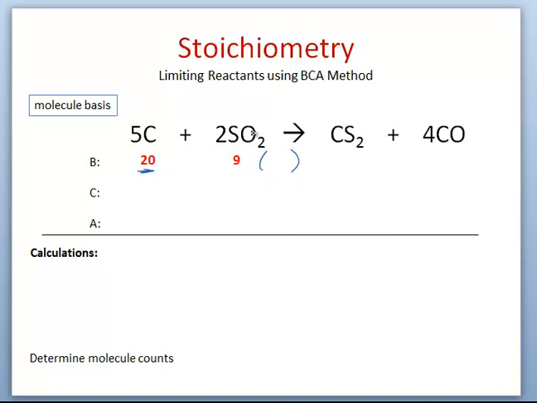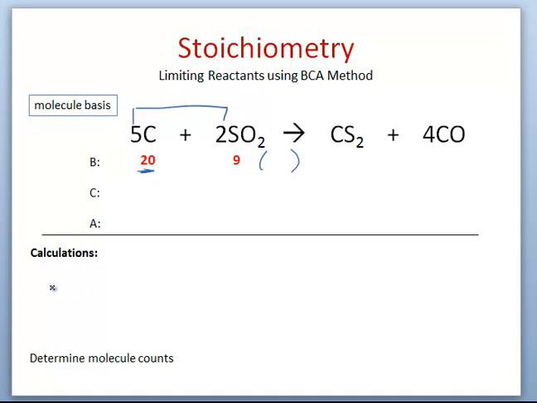Well, let's just do a common sense check. Based on the mole ratio between the carbon and the sulfur dioxide, 5 to 2, do you expect us to need less than 20 molecules of SO2 or more molecules than 20? Hopefully you're thinking, we need less, right? Because 2 is less than 5, and so we're going to need something quite a bit less than 20.